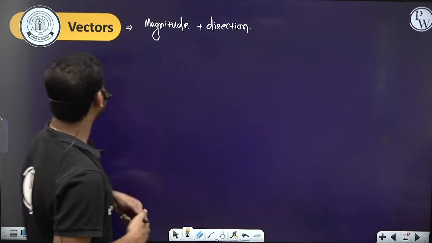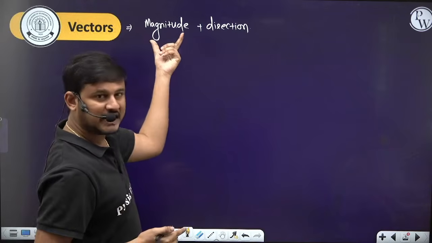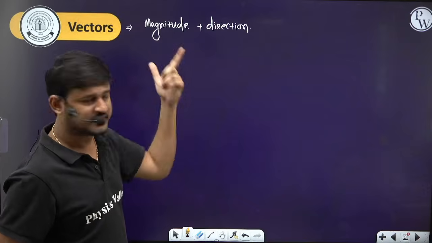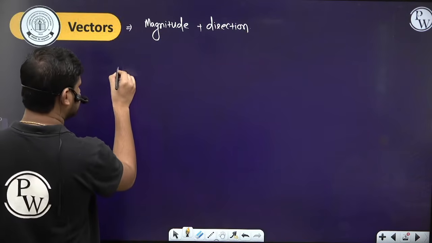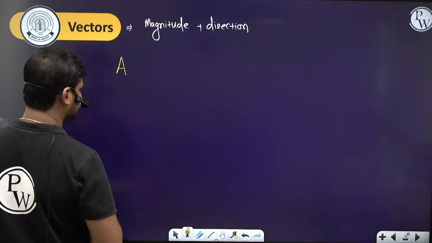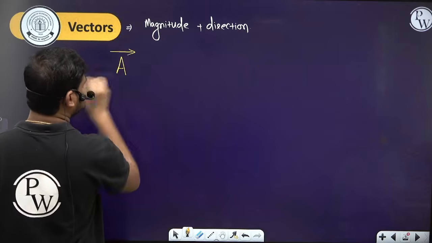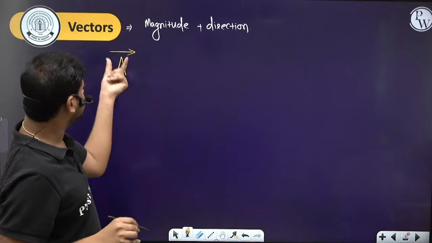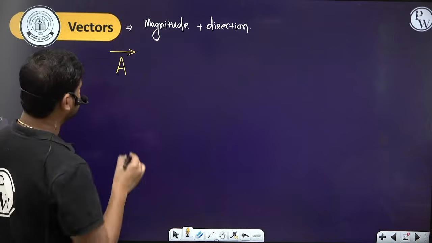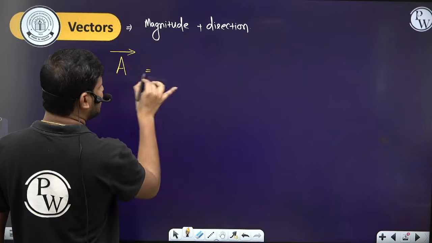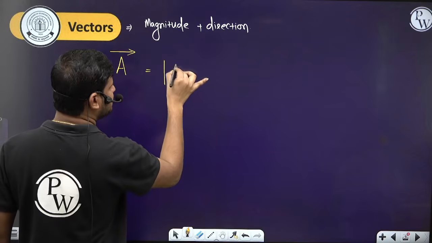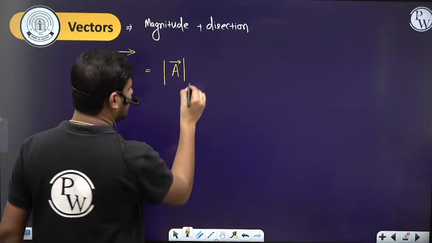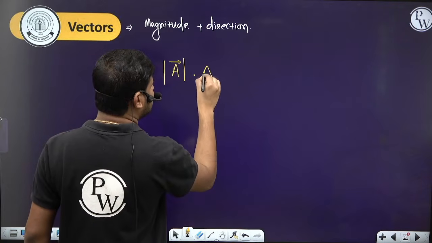Any physical quantity which has magnitude as well as direction is said to be a vector, right? Let's suppose A is a physical quantity which is a vector, then we represent that as vector A like this, with an arrow on the top of it, the head of it. The mod of vector A represents the magnitude, and the unit vector denotes the direction.